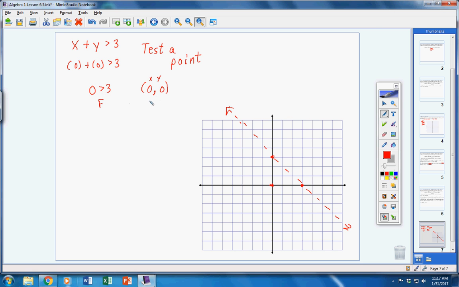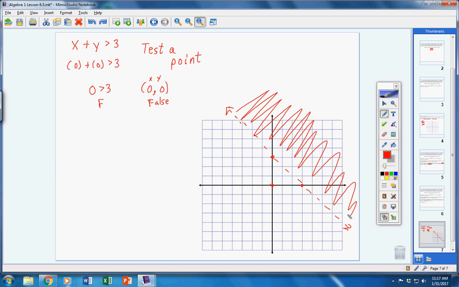So this point right here gave me out a false statement. So that means this point is no good. So if it's no good, why would I shade where the point is? That doesn't make any sense. If I know this point right here is no good, I'm going to shade away from that point. Okay, I'm going to shade up here.